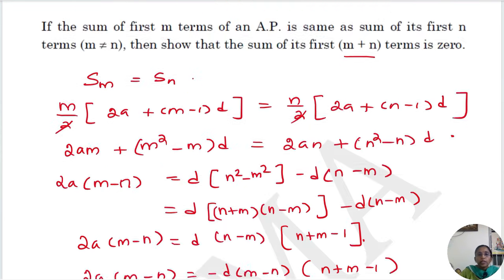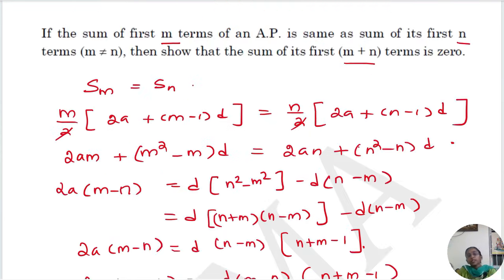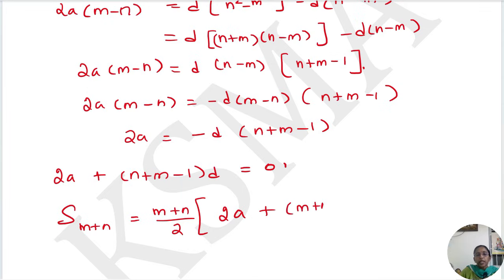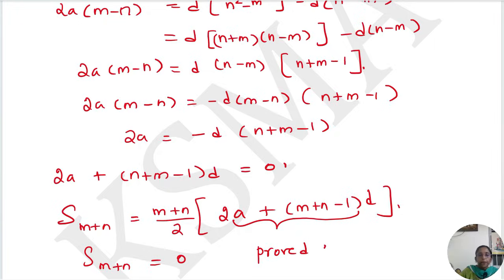So what is our question? The sum of the first m plus n terms has to be calculated. So S(m plus n) is equal to (m plus n) divided by 2 into (2a plus (m plus n minus 1) times d). According to the previous condition, this entire bracket will be equal to 0. So S(m plus n) is equal to 0. Hence proved.